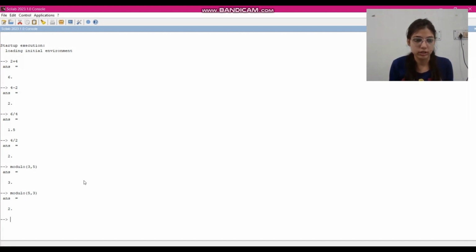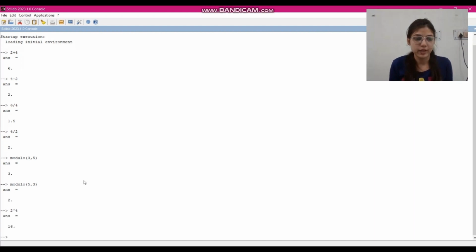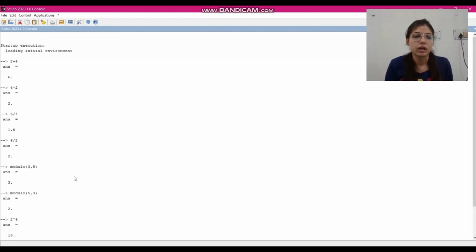This is the basic calculator, and we can also do power and exponential and all. It is 2 to the power 4, the answer is 16. 4 to the power 3 is 64. So this is all the things. This is the normal calculator which is inbuilt in Scilab, so we can use these things.